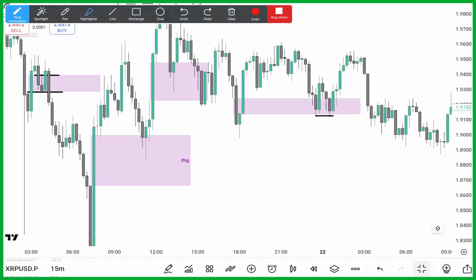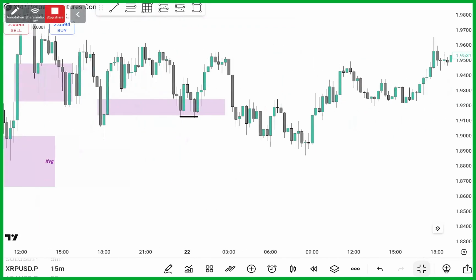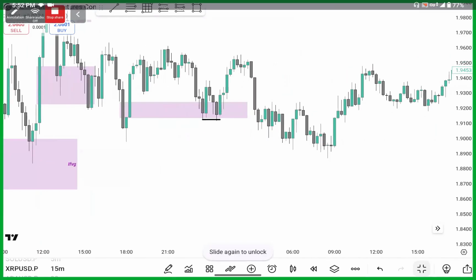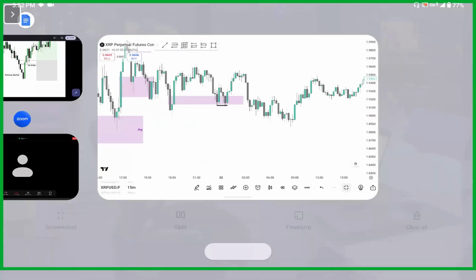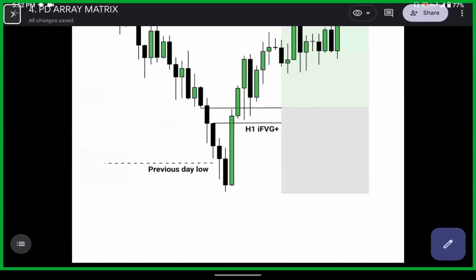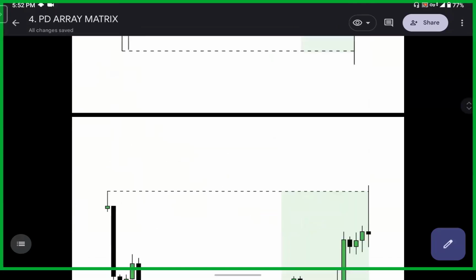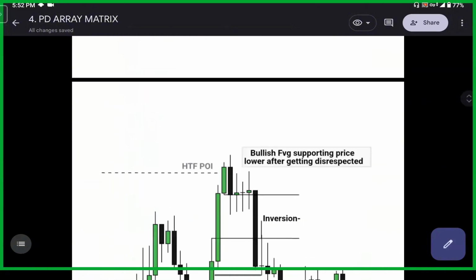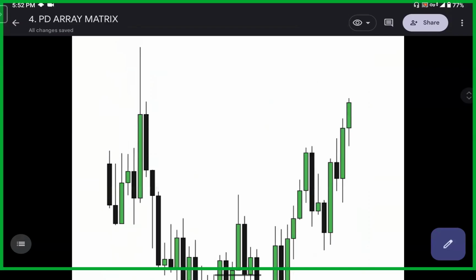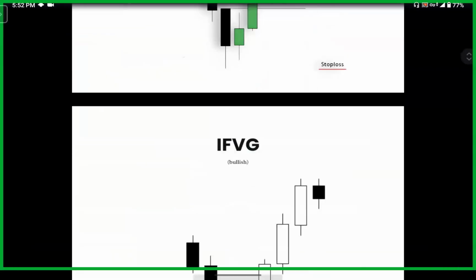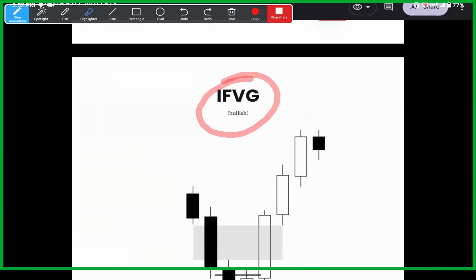Let me go back to my charts and you see. Just pay attention. Bullish. Let me go back. Yeah, here. Bullish inversion fair value gap, IFVG. This I indicates inversion. And of course, FVG, you know, is fair value gap. So whenever it is inversion, the I indicates inversion.